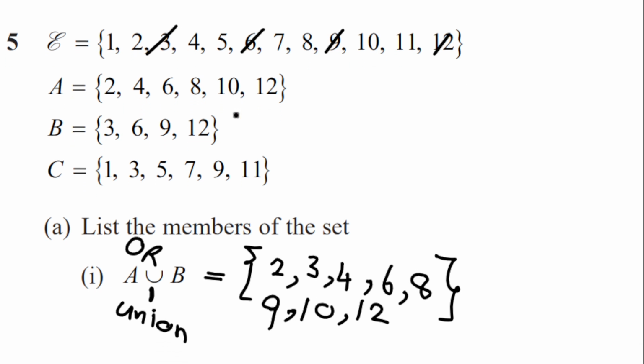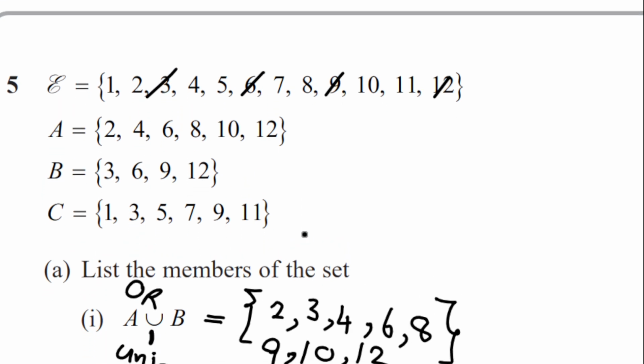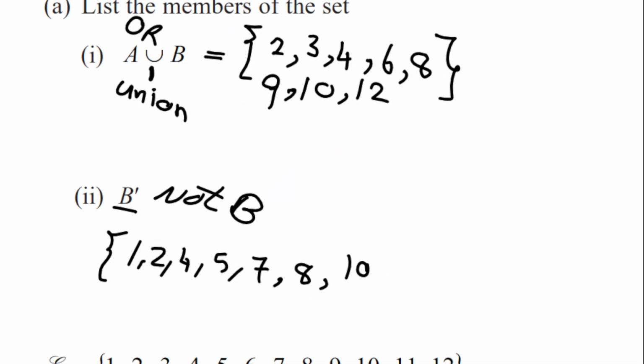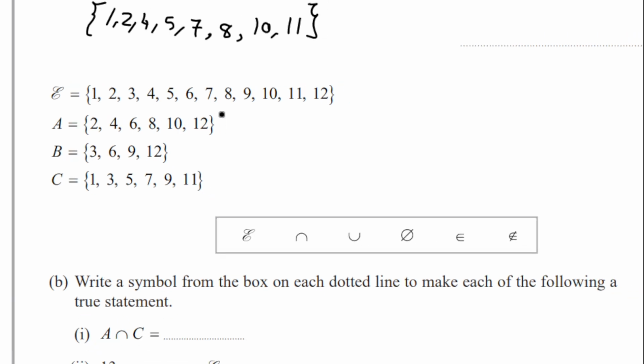So 1, 2, 4, 5, 7, 8. And I think 10 and 12. 10, 11. 10 and 11. Did you get it? So anything that is not in B. That's very good. Now let's look at the next part.